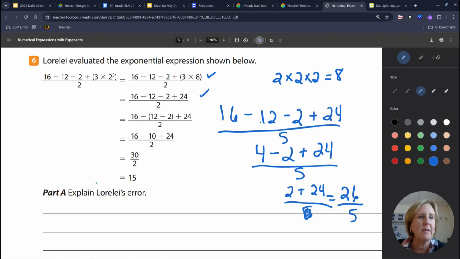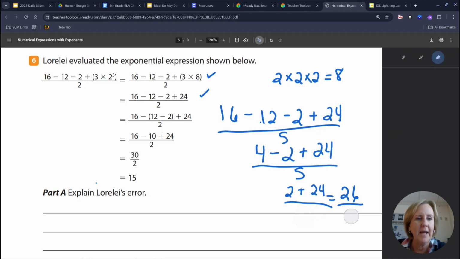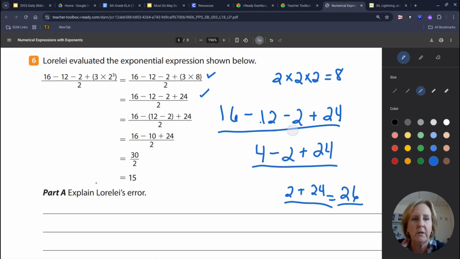See, I need to do math with you guys. I need you. You're probably laughing at me again. She put a 5. No, it should be a 2. Don't be like me. Be more careful. Okay, this is making sense now. And then 26 divided by 2 equals 13.